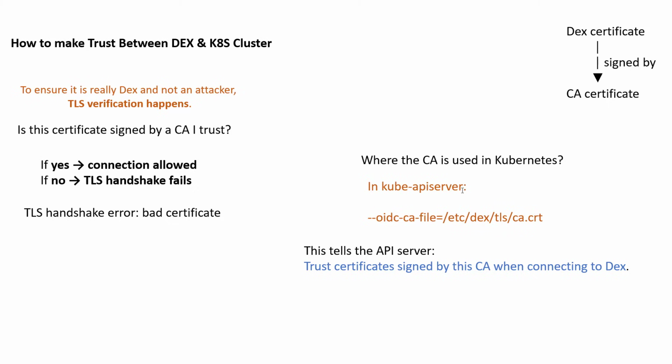In kube-apiserver, we will define that by this flag, --oidc-ca-file, and the location where this certificate is located. So it will tell the Kubernetes cluster that the trusted CA is located in this path.